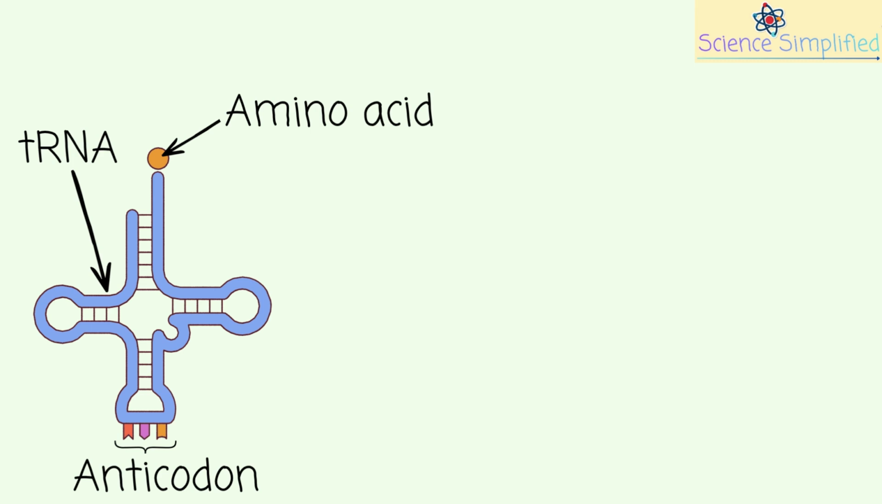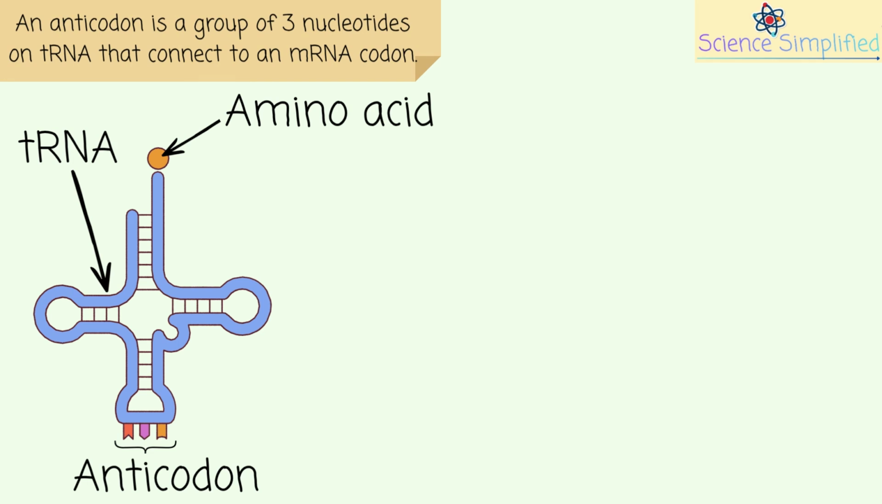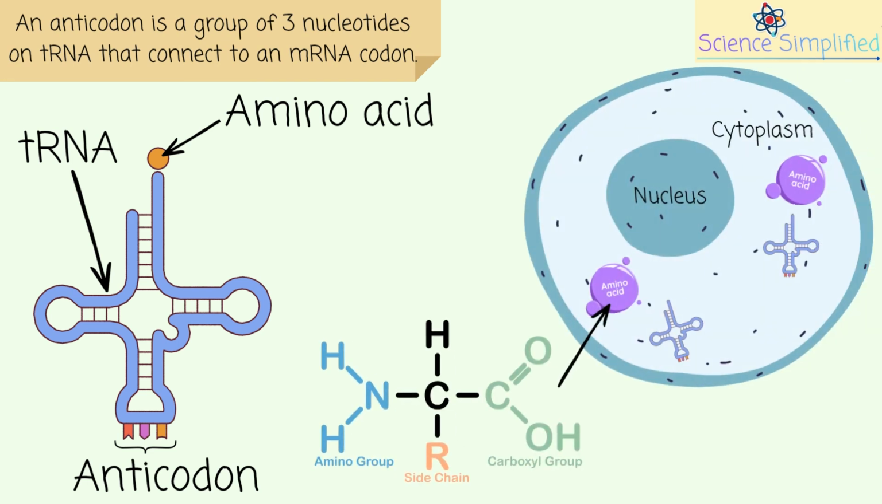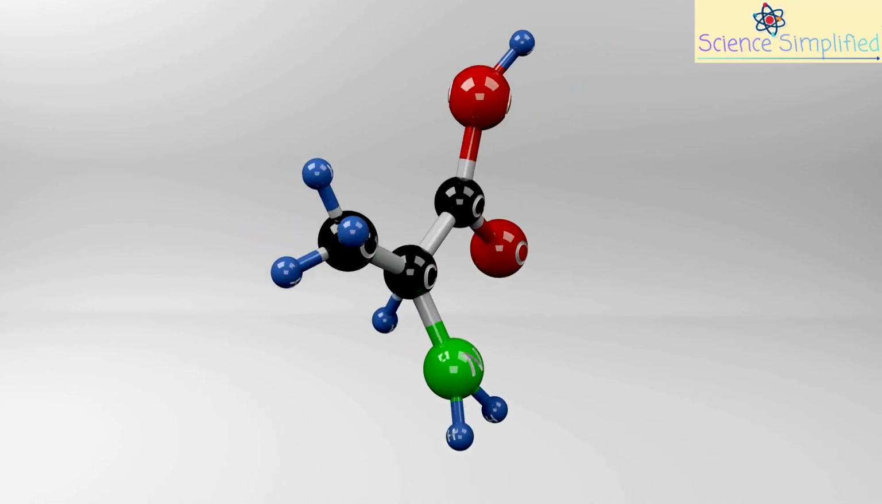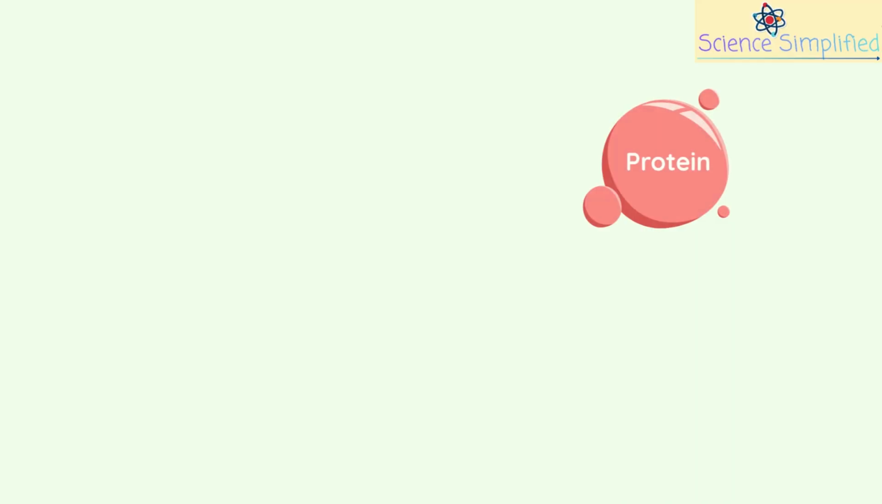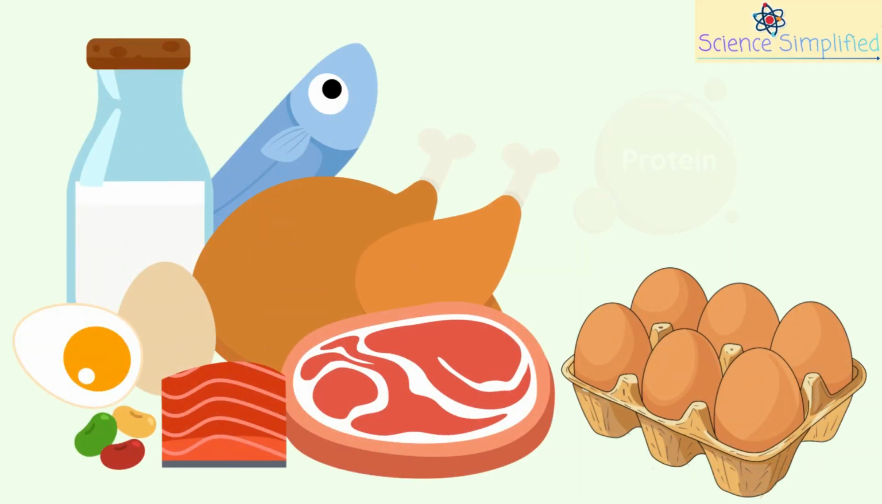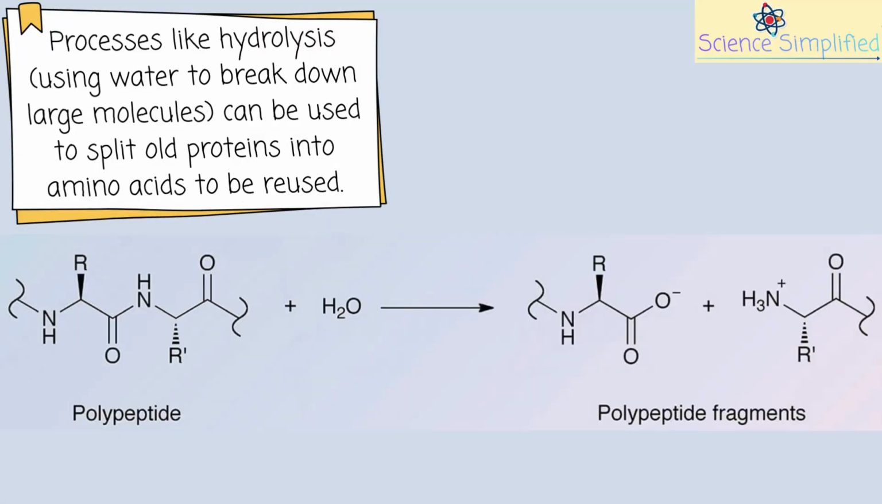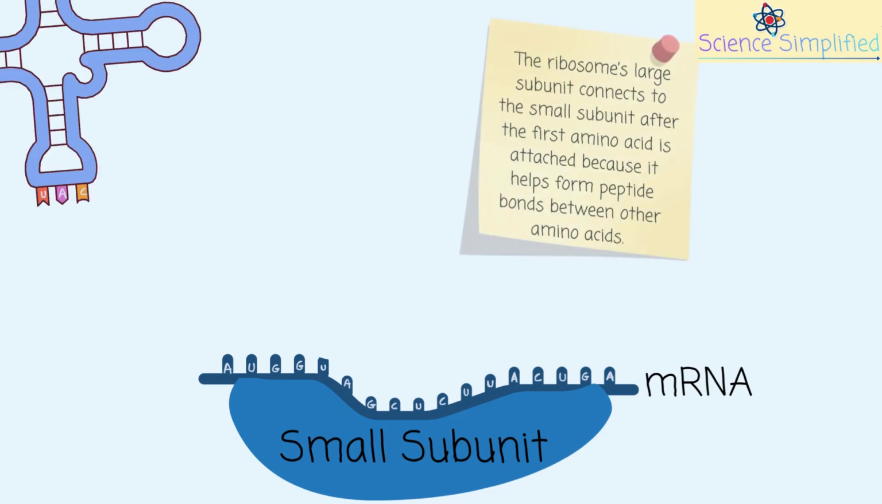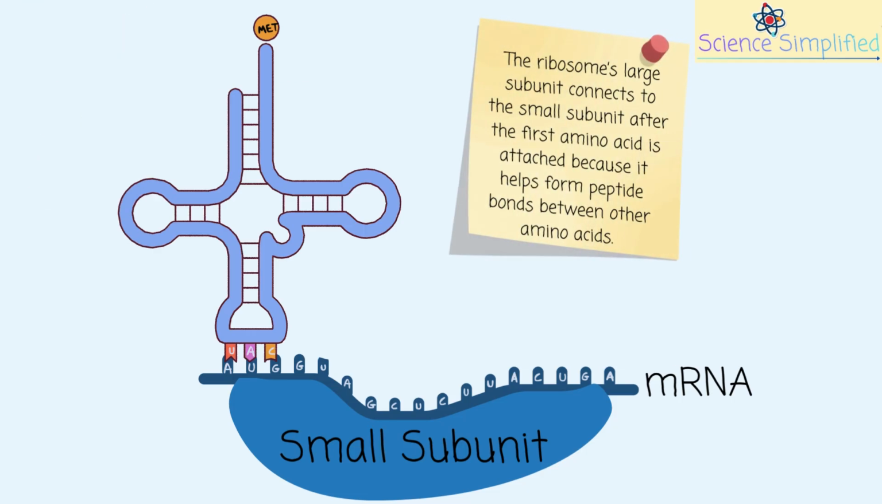Once the start codon is located, a tRNA with the correct anticodon picks up the amino acid that the mRNA codon codes for, from a pool of free-floating amino acids in the cell's cytoplasm. Those amino acids could be made by your body, obtained from food you eat, or come from breaking down other unneeded proteins. Then that tRNA molecule returns to the ribosome with the amino acid and connects to the start codon of the mRNA.